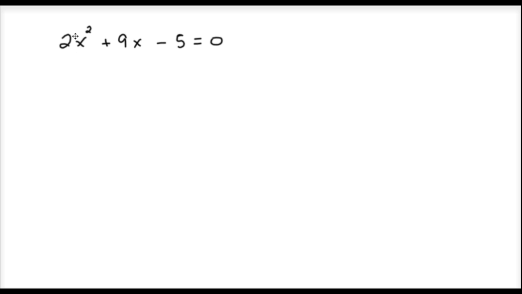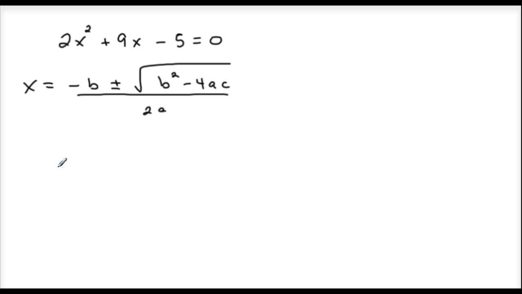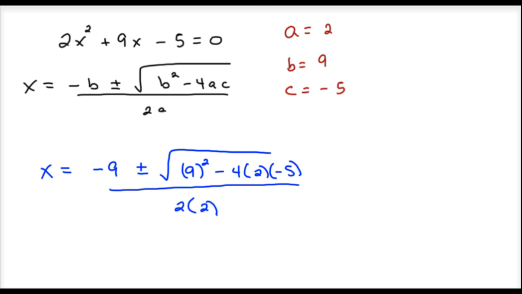So 2x squared plus 9x minus 5. Our next example. Let's plug this in. So here are my A, my B, my C. My A is 2, my B is 9, my C is negative 5. X equals negative 9 plus or minus the square root of B squared, which is 9 squared, minus 4 times 2 times negative 5, all over 2 times 2.